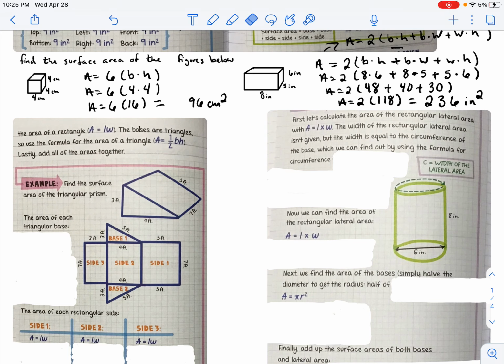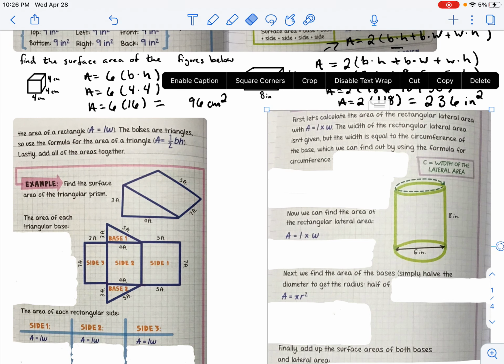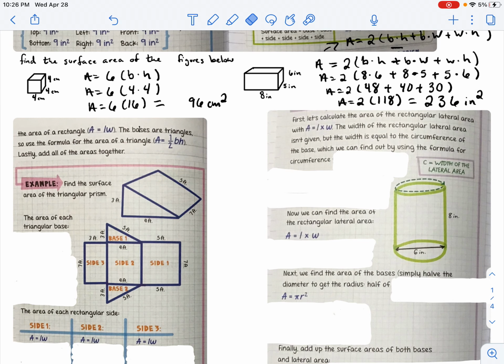Okay, and once again, they've got everything done here. They show you the triangular prism, and they show you the net. So you've got side 3, side 2, side 1. So you have 3 rectangles that are different, and then you have 2 triangles that are the same.